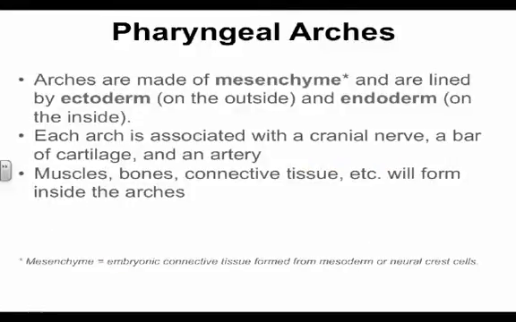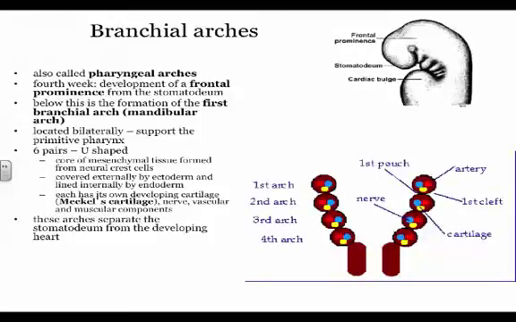The arches are made of mesenchymal tissue lined with ectoderm and endoderm on the inside. Every arch is associated with a cranial nerve. They are associated with cartilage, and they're associated with an artery. And inside the arch is where we form all the tissue that's going to be the head and neck.